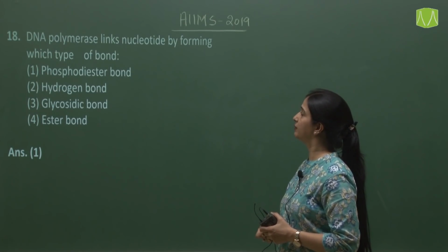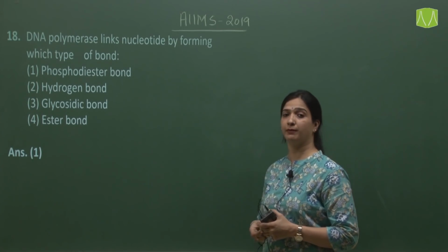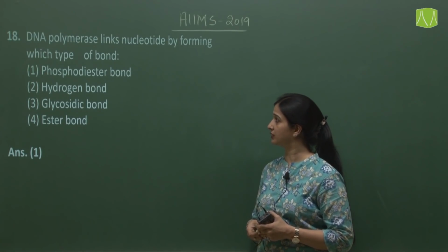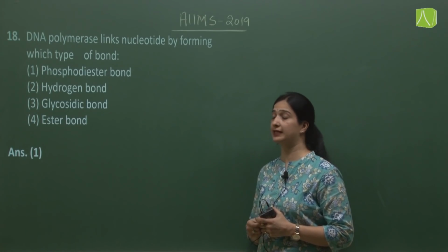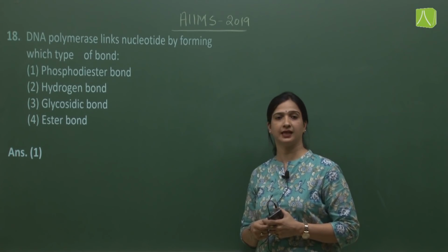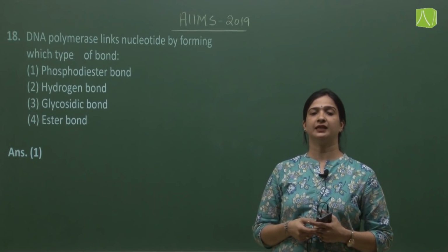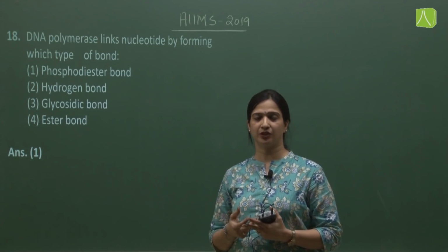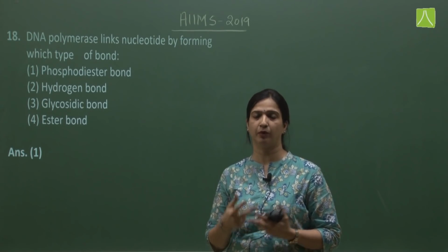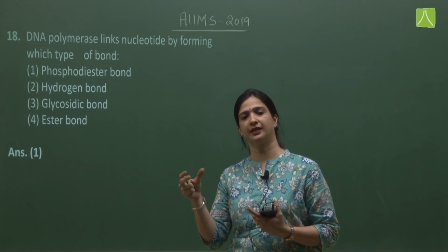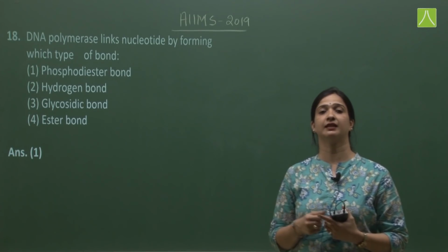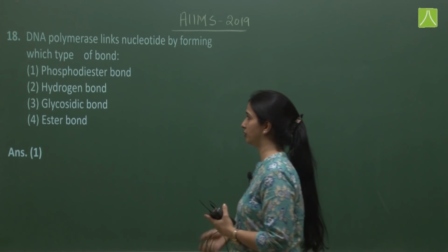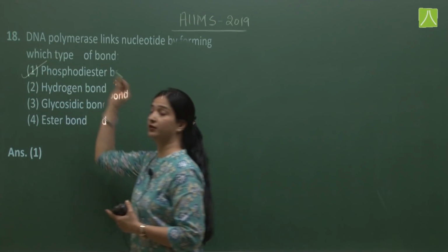Question number 18, DNA polymerase links nucleotide by forming which type of bond? First is the phosphodiester bond, second is hydrogen bond, third is glycosidic bond, and fourth is the ester bond. If we talk about DNA, it is a deoxyribonucleic acid which is a polynucleotide. Many nucleotides join together to form the polynucleotide chain, and these nucleotides are connected by means of the phosphodiester bond. So here the correct option is first.